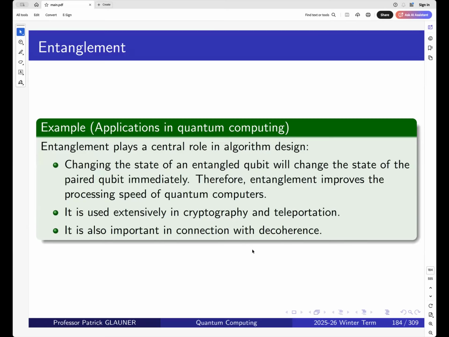And entanglement also plays a role in relation to decoherence. Decoherence means that a quantum system loses its purity over time because it interacts with the environment. And this is something that happens in real-world quantum computers. The longer you run the computations, the more the system interacts with its environment, and the more uncertainty we add to our computations. But that's something we will see when we look more into computing.